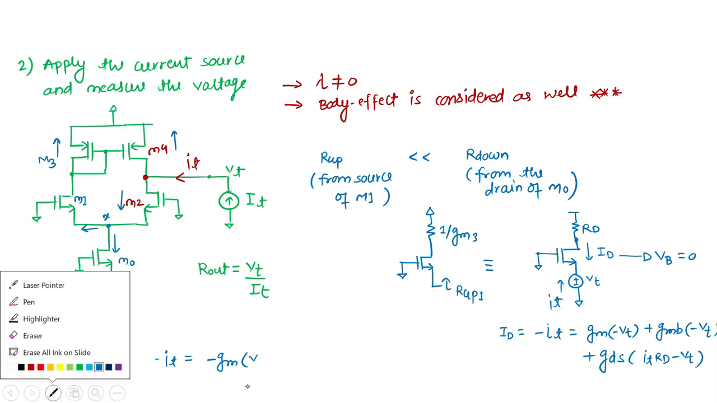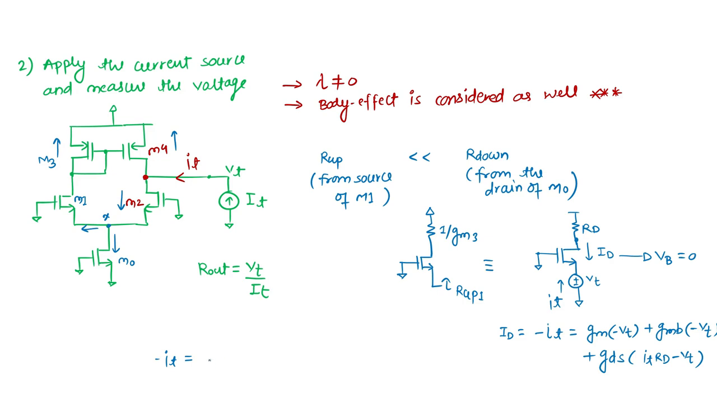Sorry, let me clear it. So what it is? It is minus VT, GM plus GMB plus GDS plus GDS ITRD. Okay, so let's separate the components. I take IT on this side and VT on this side.